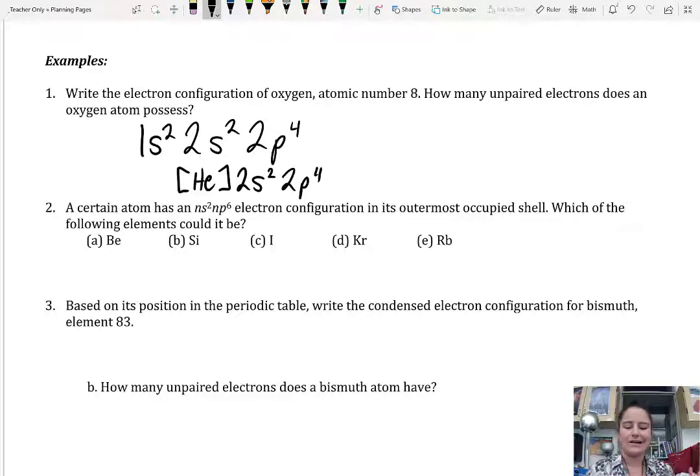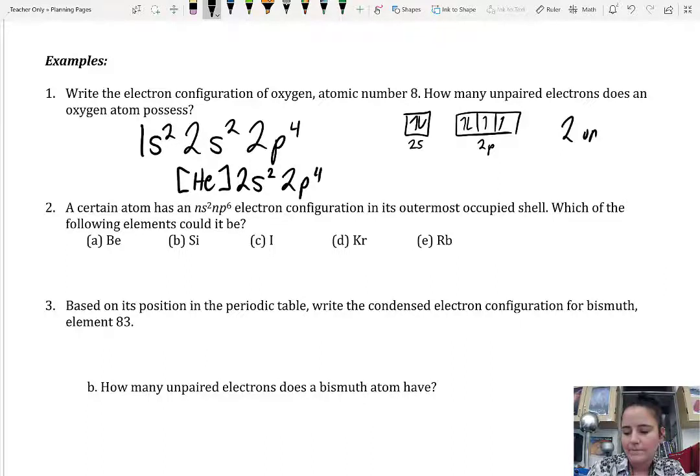So now we're thinking about how many unpaired electrons does oxygen have. A couple different ways we can approach this. First, we could just sketch out, okay, we have the s orbital and there's 2 electrons in it. Okay, p has 3 orbitals and it has 4 electrons. 1, 2, 3, 4. And there you see you have those 2 unpaired electrons. Okay, cool.